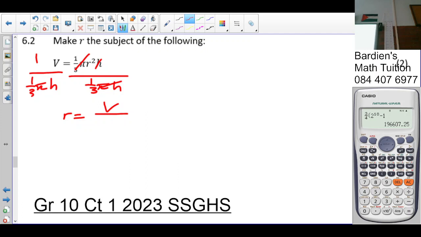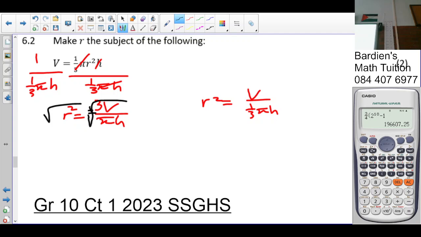3. Okay? The girl at the back, are you okay? Why are you not taking notes? Okay, so it's going to be 3V over pi h. That was r squared. Or if you had written r squared is equal to V over a third pi h, they gave you the mark as well. So how do I get rid of the square? Square root both sides. If I introduce square roots, normally plus minus.